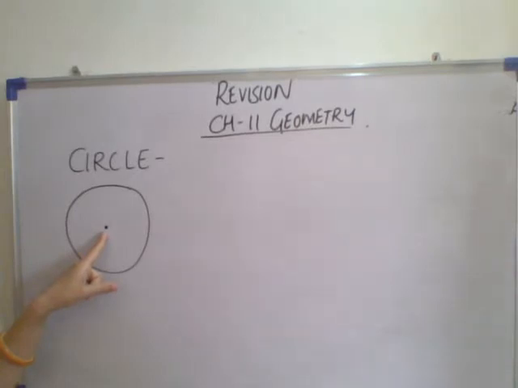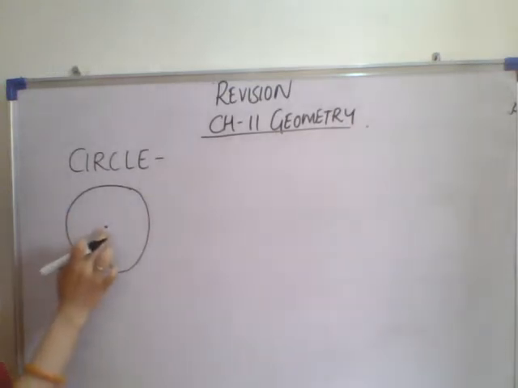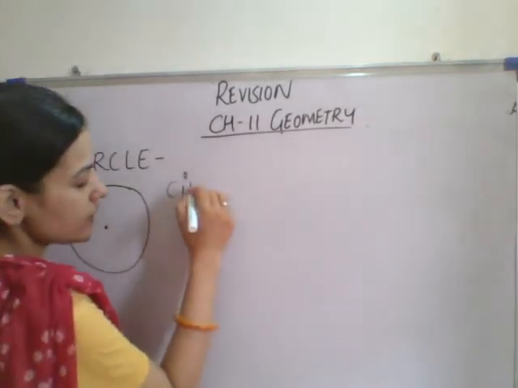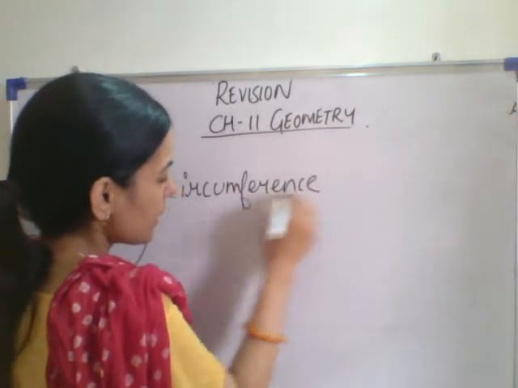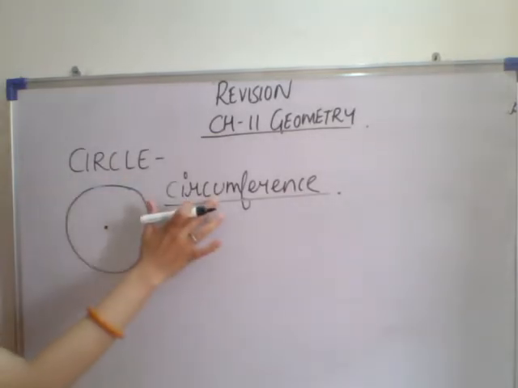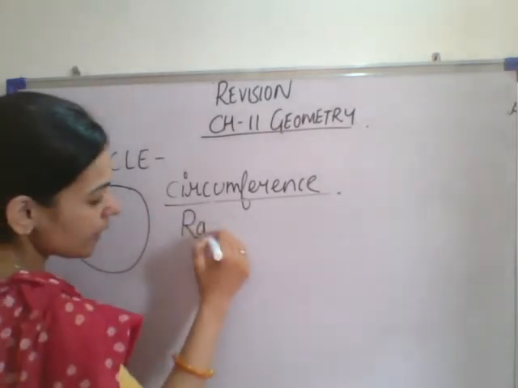It is a point which is equidistant from the circumference. It is equidistant from everywhere. What is circumference? Circumference means the boundary of the circle. This boundary of the circle is known as circumference.